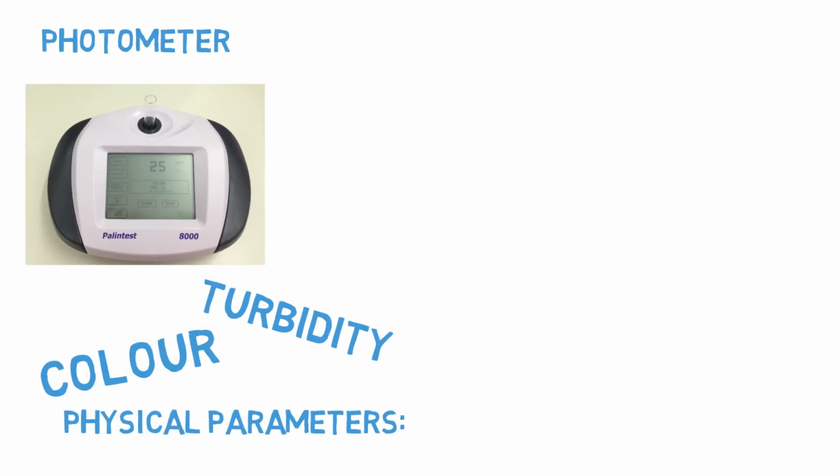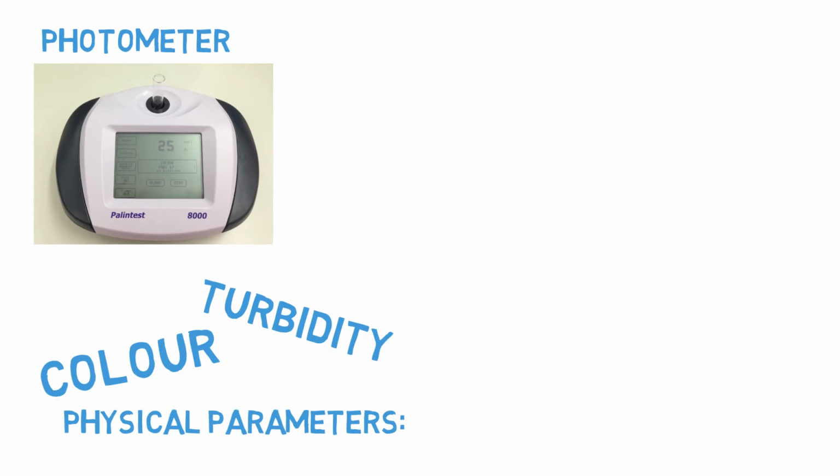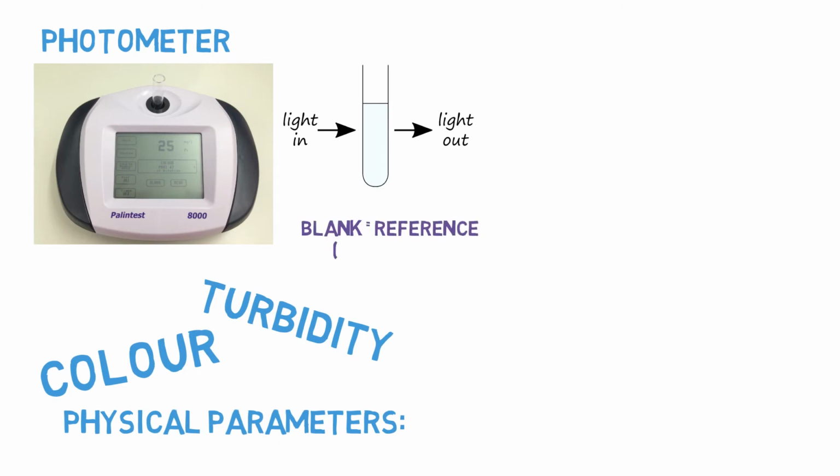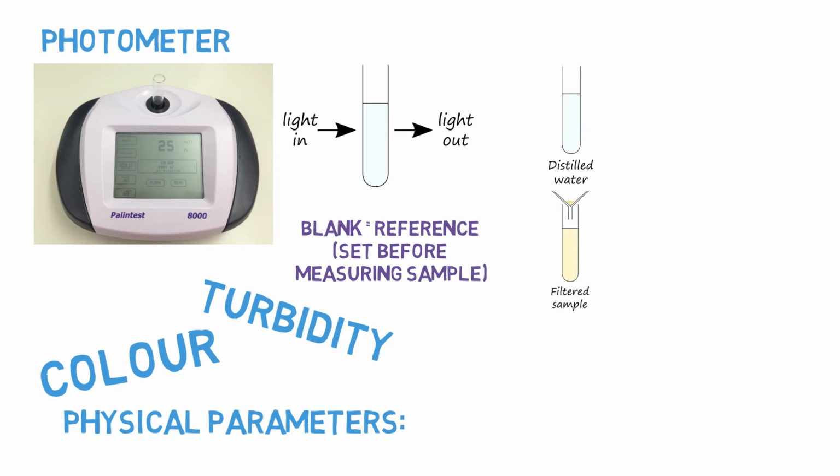To measure the colour and the turbidity, we're going to be using a photometer. So these work on a fairly simple principle of you compare the amount of light going into a sample with the light going out of a sample, and that can tell you about what's happening in your sample. For the photometer, we need to set up what's called a blank, so that's a reference sample, so that effectively sets 0 on the machine, and then we compare it with a sample.